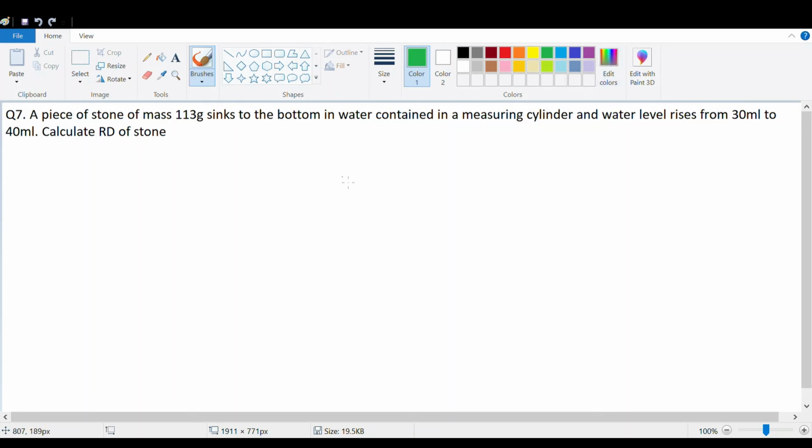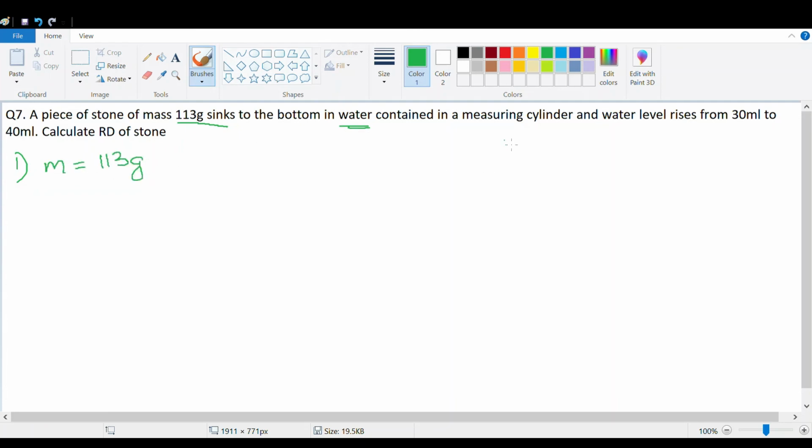Let's look at the next question. Next question, question number 7. A piece of stone of mass 113 gram sinks to the bottom in water contained in a measuring cylinder. So basically it is completely immersed in the liquid. Liquid here is water. So mass is equal to 113 gram.